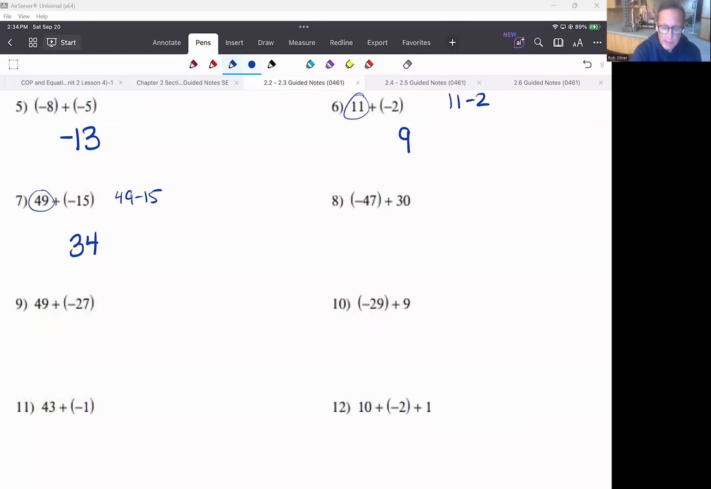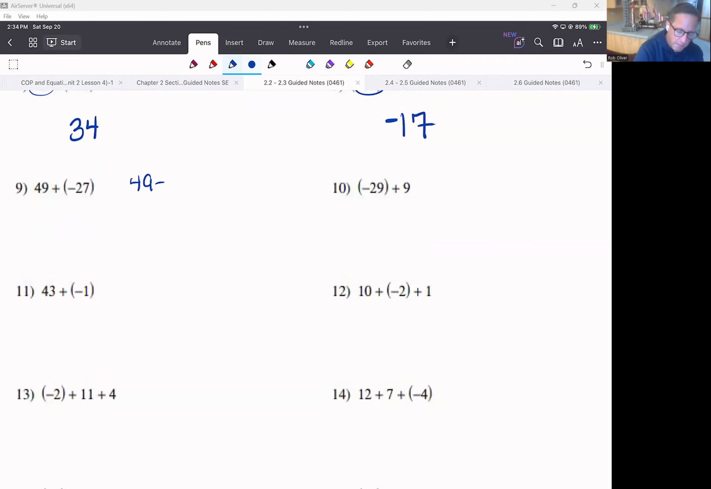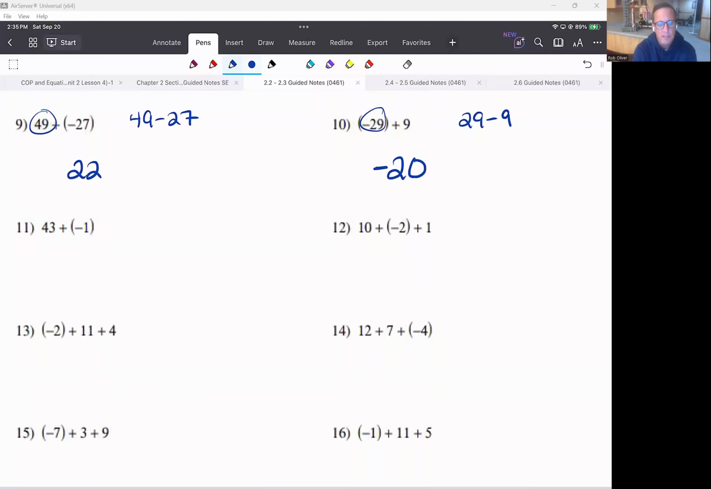Right here, think subtraction, because they have different signs. Think 47 minus 30. 47 minus 30 is 17. And the number with a higher absolute value is a negative, so it's going to be negative 17. All right, number 9, these have different signs, so subtract. Think 49 minus 27, which is 22. And the higher number is positive. Right here, let's do the same thing. Subtract. Think 29 minus 9. 29 minus 9 is 20. And on this one, the negative number has the higher absolute value. It makes it a negative difference.